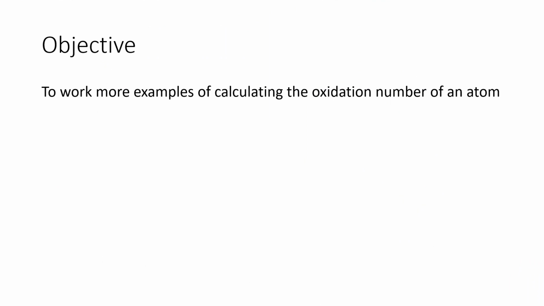To recap the last video about how you do this, if we have an element in its standard form, something like oxygen gas or iron as a solid, the oxidation number will be 0. If we have a monatomic ion, something like the chloride ion, its oxidation number will be equal to its charge. And then there are 3 elements that we have rules for when they are in a compound.